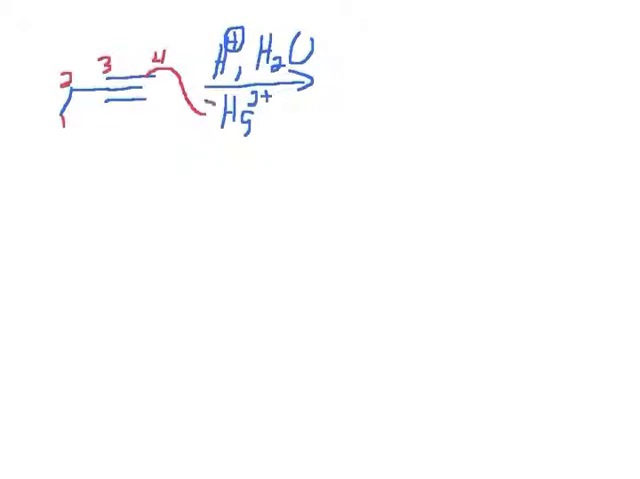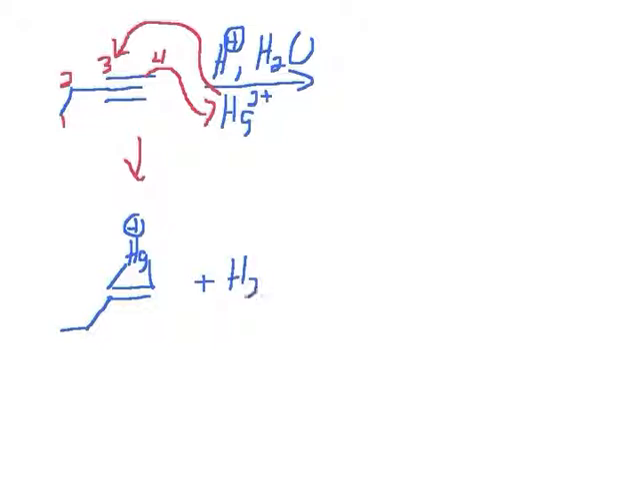So what happens is the pi bond attacks, and at the same time, the Hg comes back and attacks again. And we form a mercurium ion. Something like this. So this is very similar to the bromonium ions we've done, or chloronium ions we've done. The same rules apply as well.